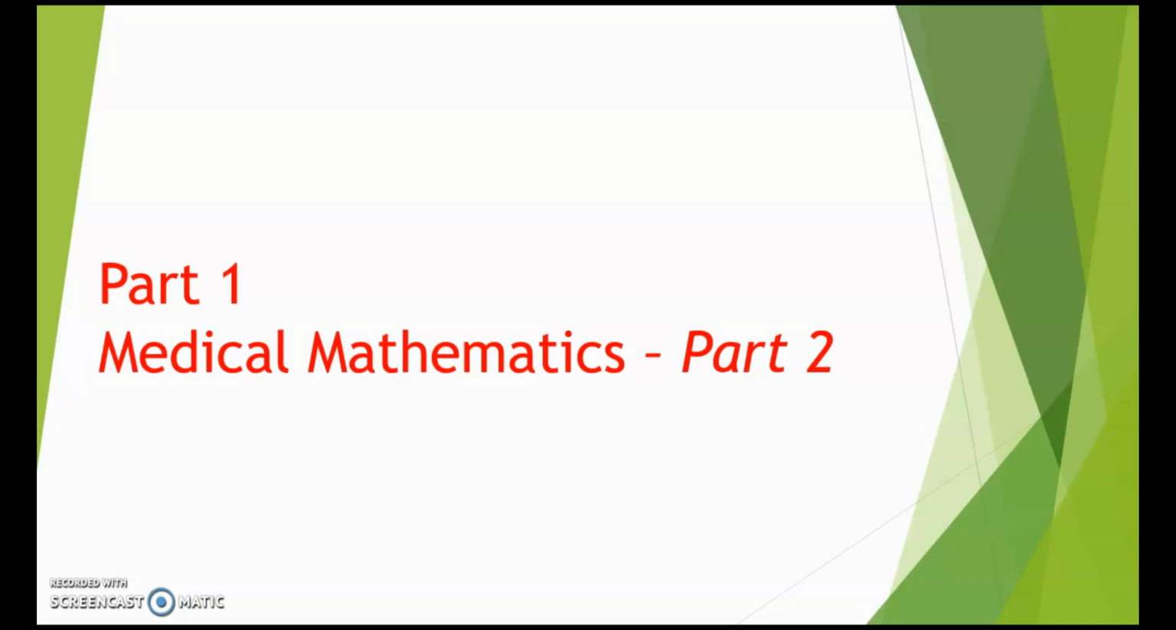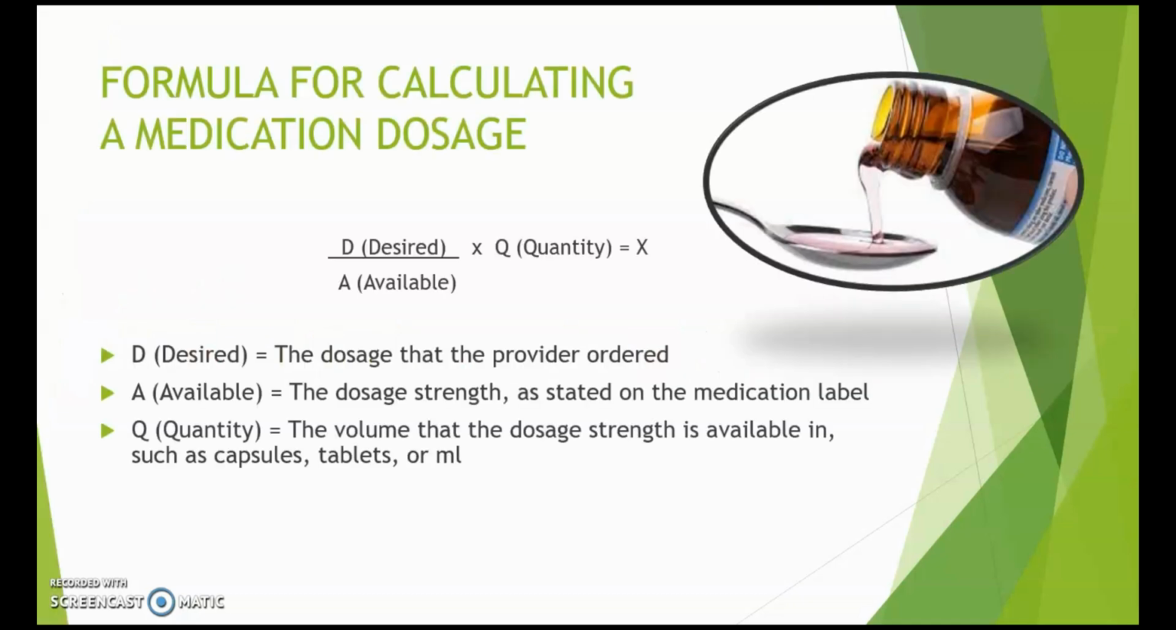Today we will analyze dosage, medication, some new formulas, and then some conversions. Here is the basic formula for calculating a medication dosage. As you can see, there's a very basic equation to get the X, where D is desired, A is available, and Q is quantity. More specifically, with the letter D, we identify desired as in the dosage that the provider ordered.